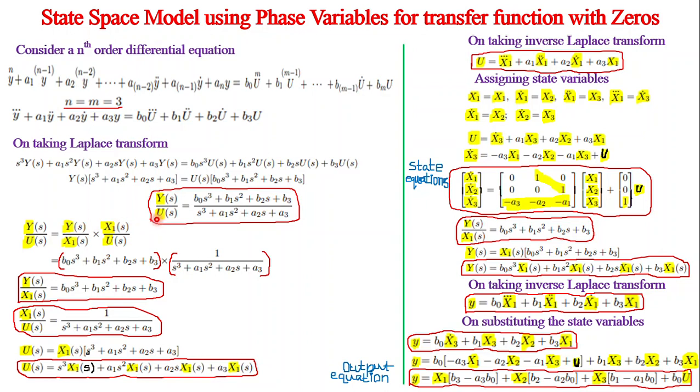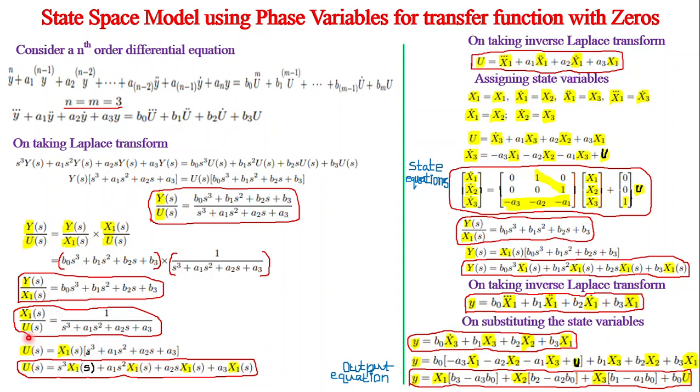I have taken a very simple method wherein I am just decomposing this transfer function into 2. That means I am writing this as a cascaded combination of 2 transfer functions. Y(s) by U(s) is written as Y(s) by X1(s) into X1(s) by U(s); X1 cancels. The zero terms, b0 s cube plus b1 s square plus b2 s plus b3, alone I am assigning to the first. Then 1 by s cube plus a1 s square plus a2 s plus a3: the pole terms alone I am assigning to the second.